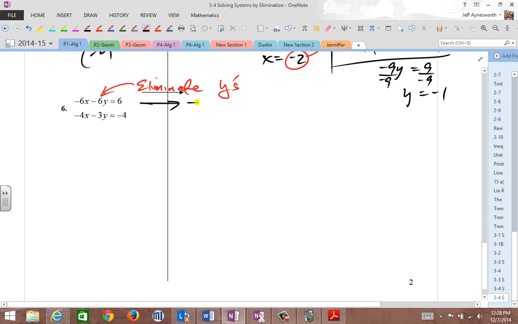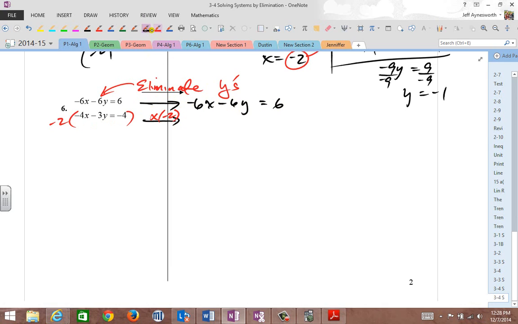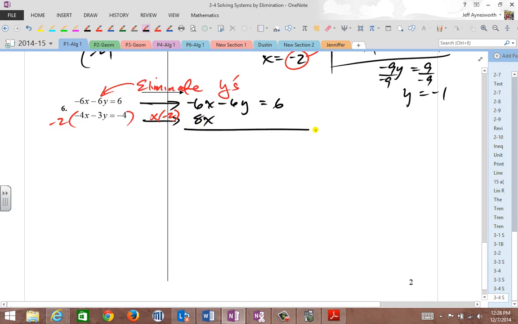So here we go. Negative 6x minus 6y equals 6. I want to multiply the next one by negative 2. So times by negative 2. And let's see. Negative 2 times negative 4x is 8x. Negative 2 times negative 3y is positive 6y. They're the opposites right here. Negative 2 times negative 4 is positive 8. And then you add vertically.